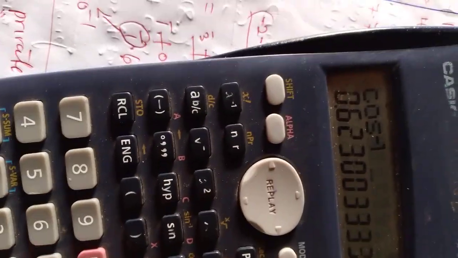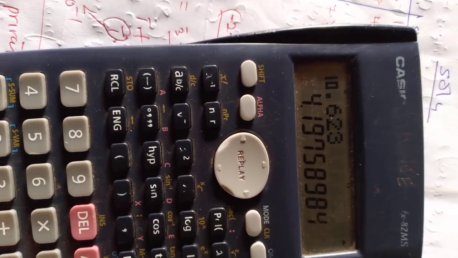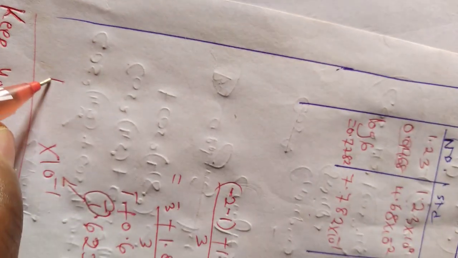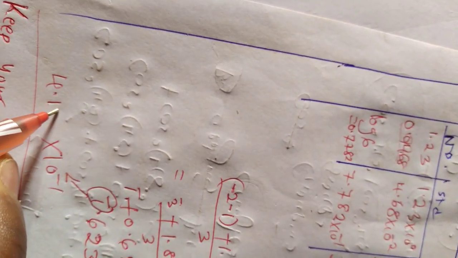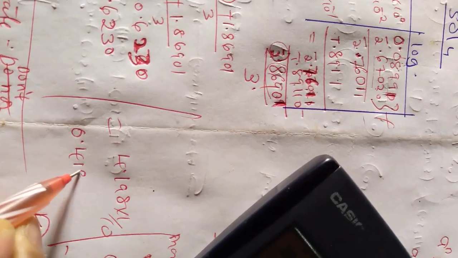So you take the antilog of 0.623. So you have it. This is your answer. You have your answer as 4.198, which is the same as 4.198 times 1/10, which is the same as 0.4198.